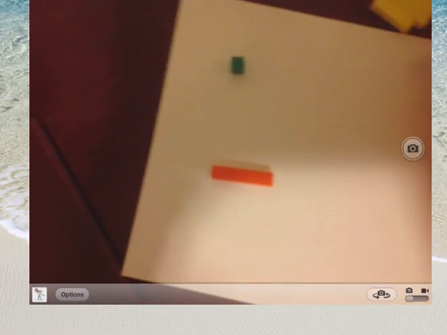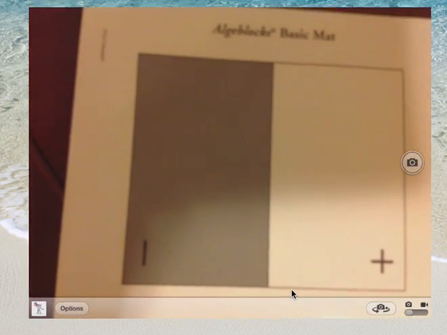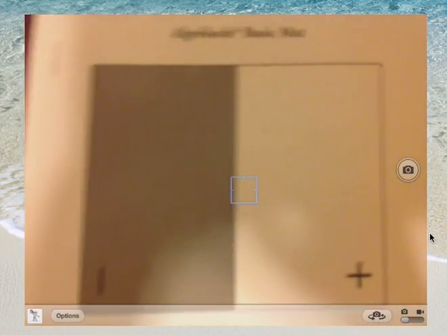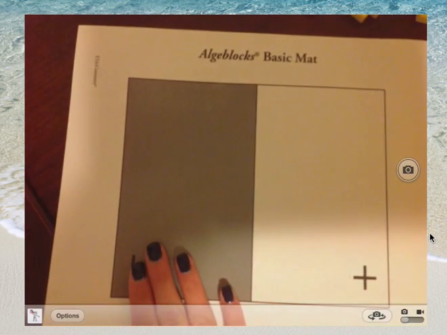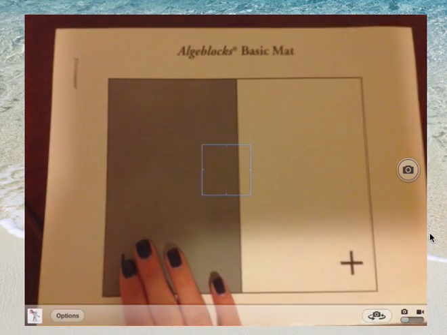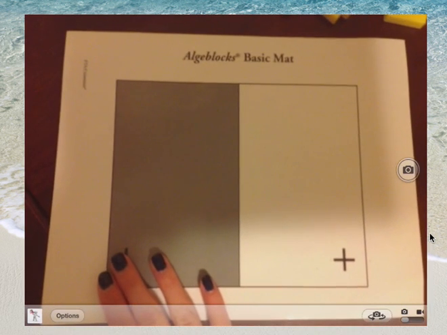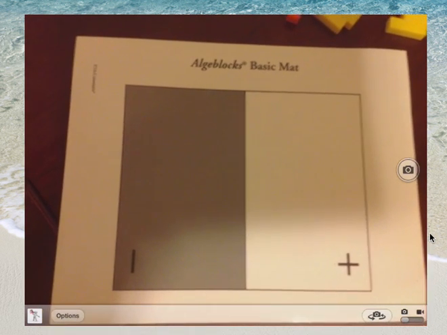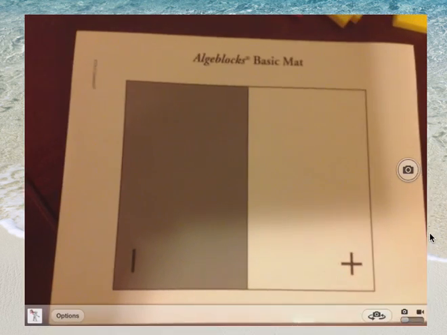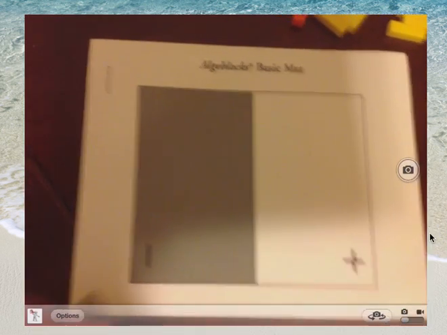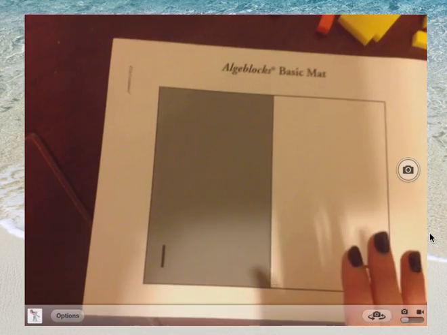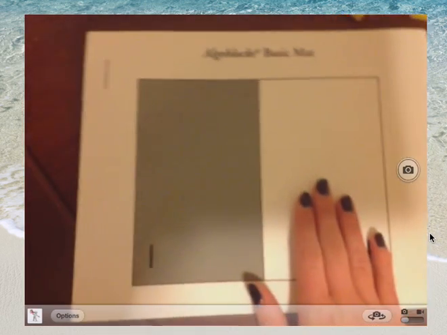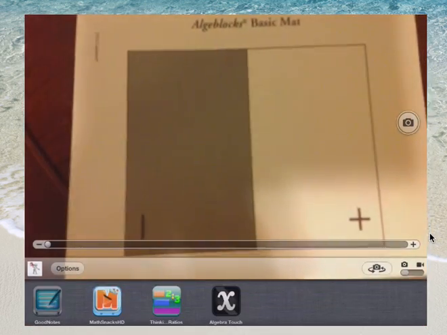Now let's see what we need to model our first expression. Let's flip this back over. Okay, pull this down one bit. Okay, and you'll also see on your algeblocks mat that you have a positive side and a negative side. So you want to make sure that you're also noting the sign of the variable you're representing. If it has a subtraction sign in front of it or a negative sign, you want to make sure you're putting it on the negative side, or if it's a positive or with addition, you need to put it on the positive side. Okay, so let's just quickly go back.